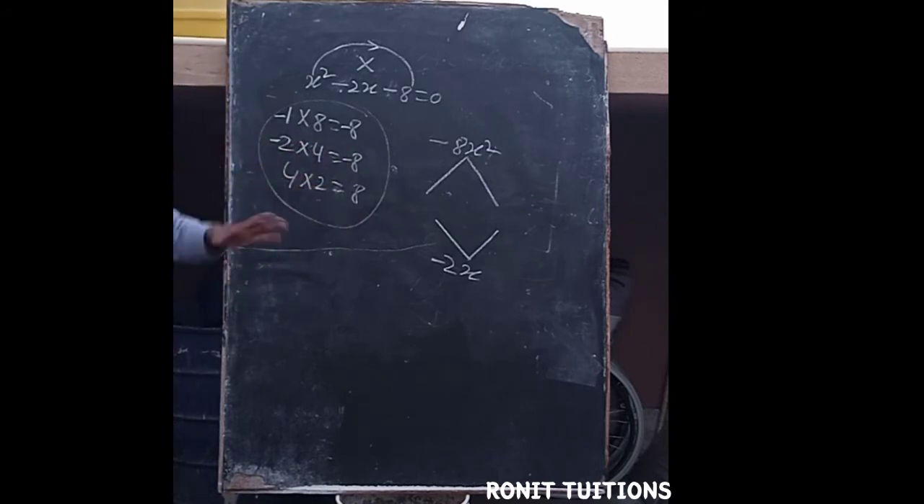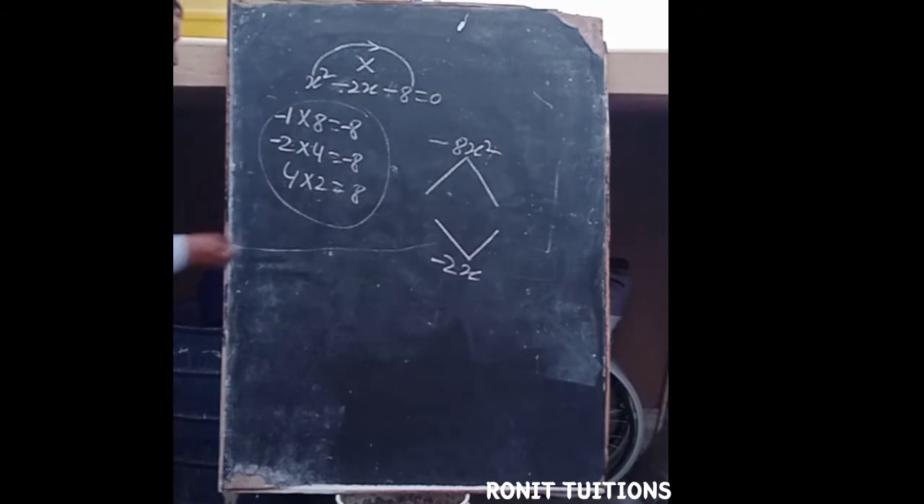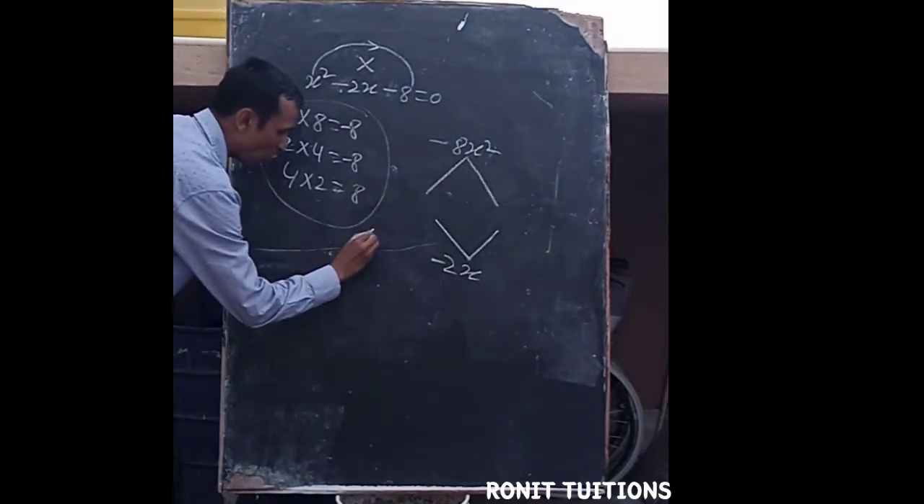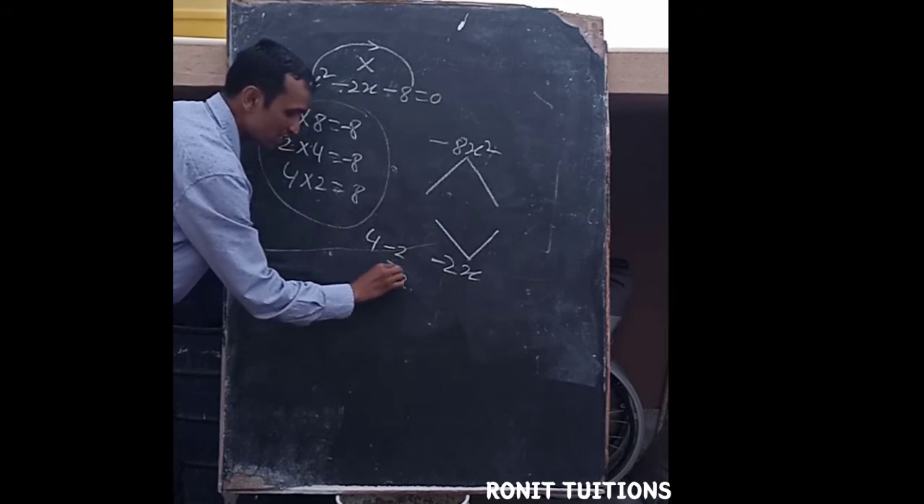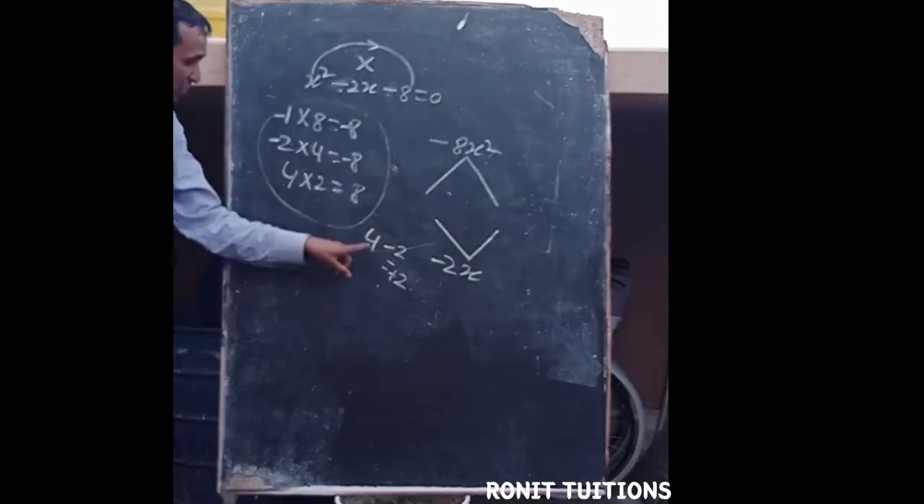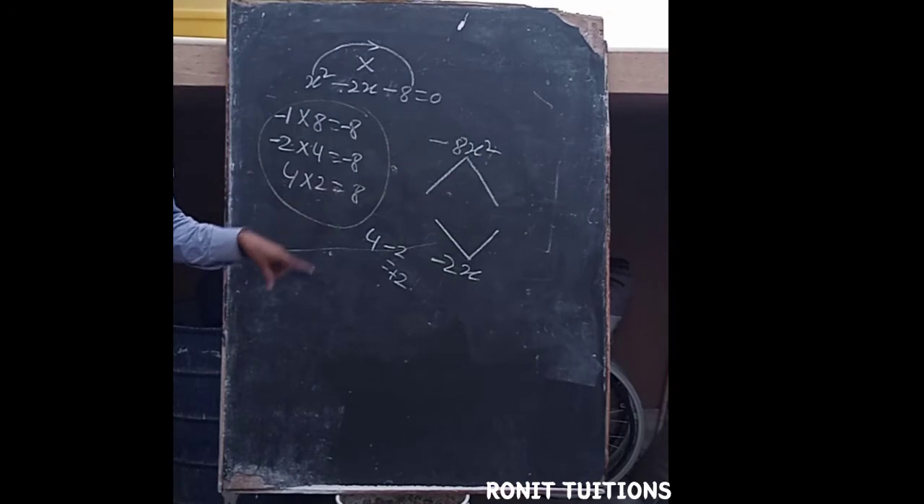Suppose immediately sudden. So I can do it like see. My 4 and 4 minus 2 is equal to what? Plus 2 will come. Plus 2 will come means we have to change the sign.